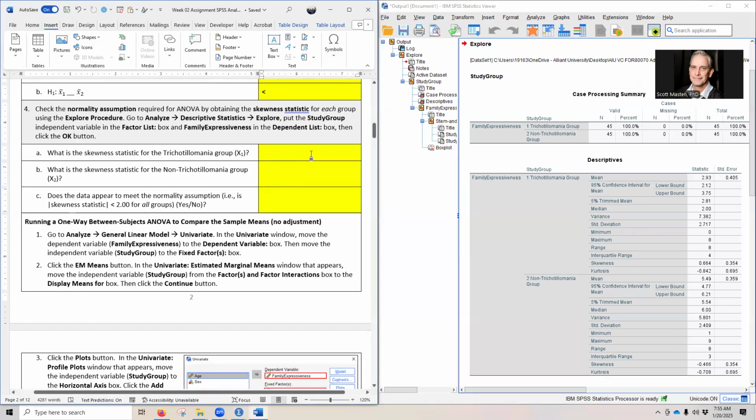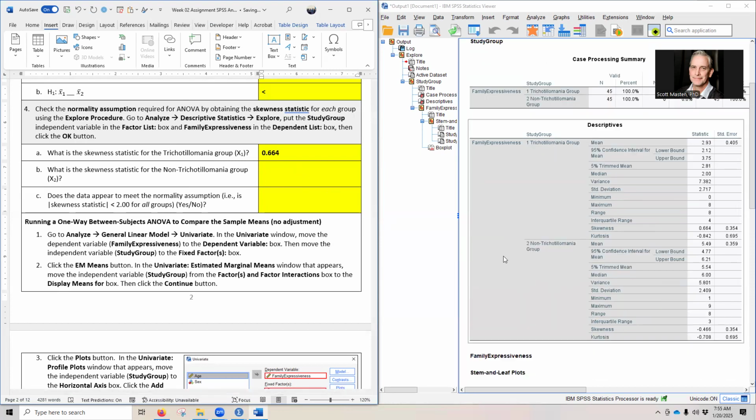Trichotillomania group, family expressiveness, skewness statistic is 0.664. Non-trichotillomania group, right down here, skewness coefficient for them is negative 0.466. Does the data appear to meet the normality assumption? That is, is either one of these an absolute value of 2 or bigger? If so, you violated it. If they're less than an absolute value of 2, you've met it. So I would say yes, these are both less than the absolute value of 2, so we have met that assumption.